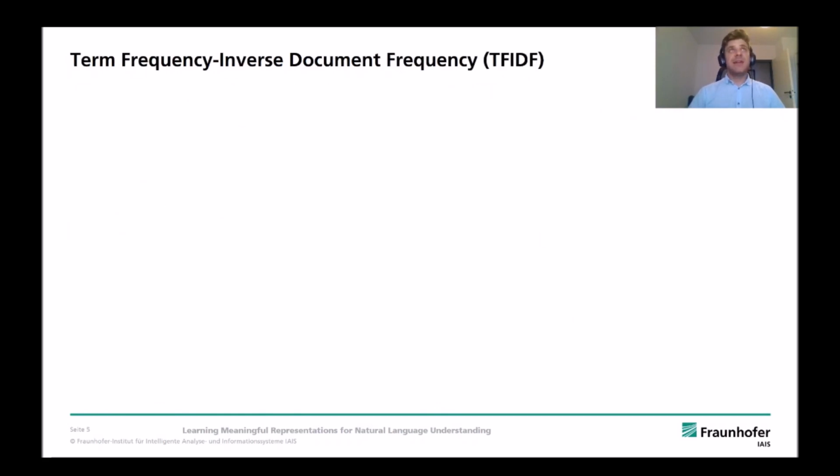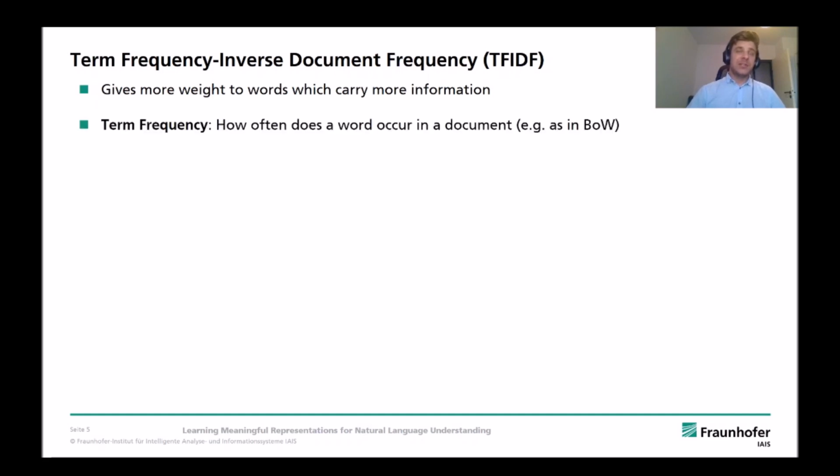Now I said that the TF-IDF vector representation is a bit smarter than the bag of words representation, so it's not only counts. Instead, this representation gives more weight to words which carry more information. How does it do that? It's composed of two things. The term frequency, which is essentially the bag of words representation which we already have. How often does a word occur in a document?